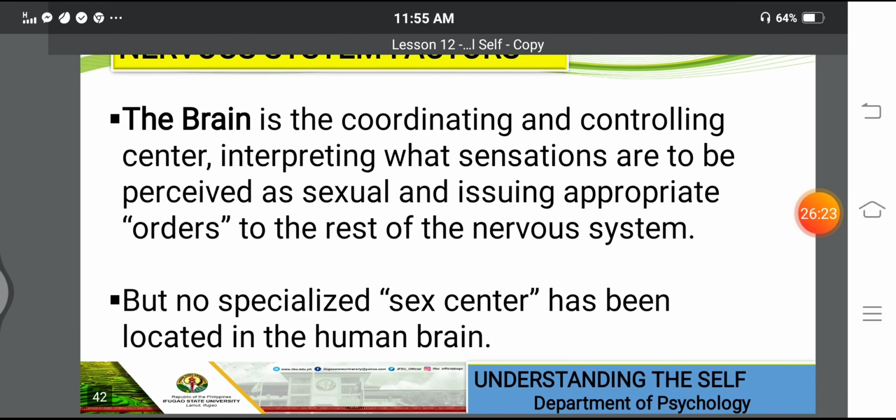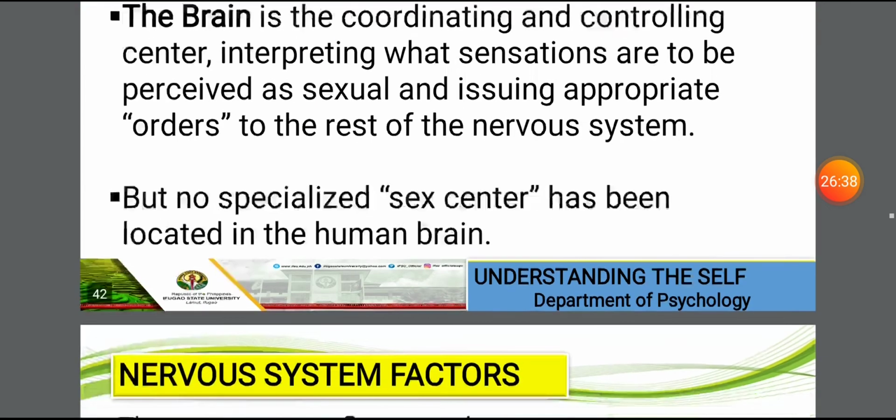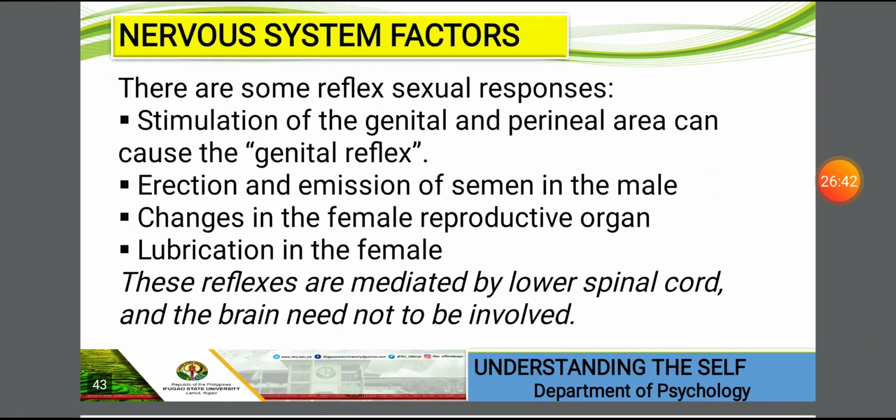And of course, the brain is the coordinating and controlling center, interpreting what sensations are to be perceived as sexual and issuing appropriate orders to the rest of the nervous system. But no specialized sex center has been located in the human brain. There are some reflex sexual responses, such as stimulation of the genital and perineal area can cause the genital reflex, erection and emission of semen in the male, changes in the female reproductive organ. Medyo mag-i-inflame kasi ang female reproductive organ pag na-sense niyang ready, and of course, lubrication in the female. These reflexes are mediated by lower spinal cord and the brain need not to be involved.